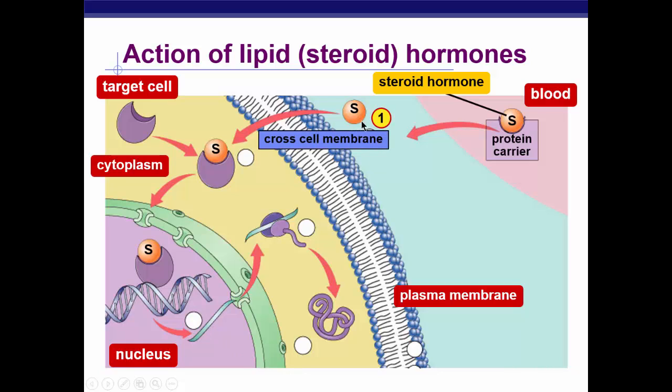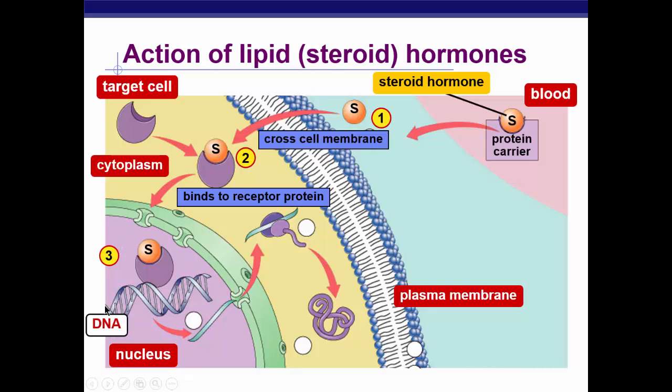So, first thing that's going to happen is our steroid hormone, that is lipid soluble, can pass through lipids. It'll just slip right on through the cell membrane. Here it will meet up with the receptor protein, okay? And the shapes work out, so that's fine. This receptor protein, when activated by a hormone, will then enter the nucleus.